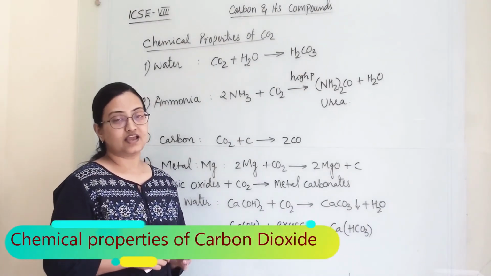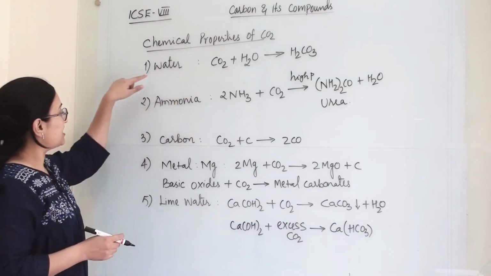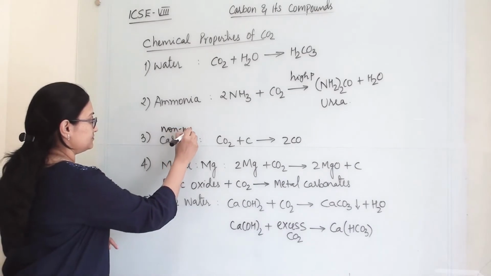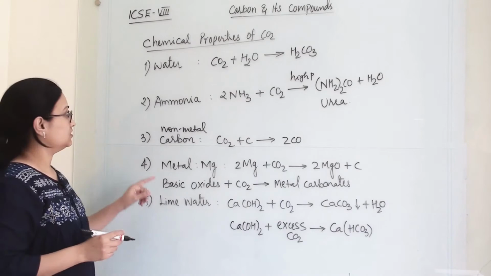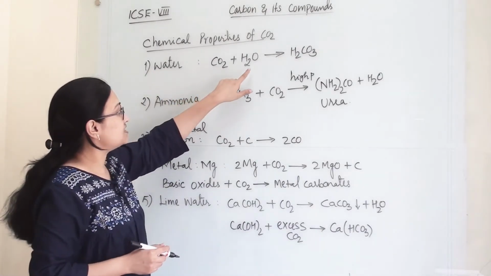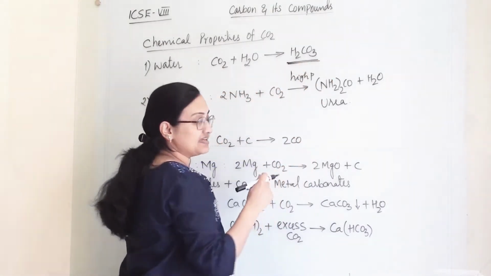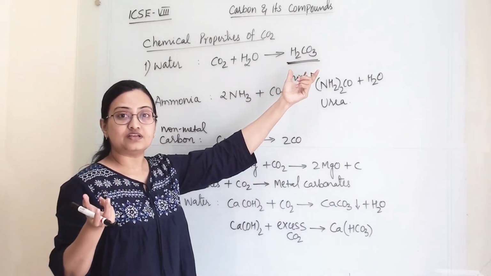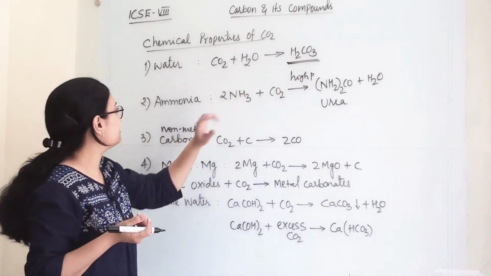Now we will see the chemical properties of carbon dioxide. In this we are going to see its reaction with water, ammonia, carbon as a non-metal, magnesium as a metal, and with lime water. First is water. When carbon dioxide reacts with water, we get carbonic acid. This is a weak acid, and we can see this acid in cola drinks or cold drinks. So this is termed carbonic acid, and it is a weak acid.